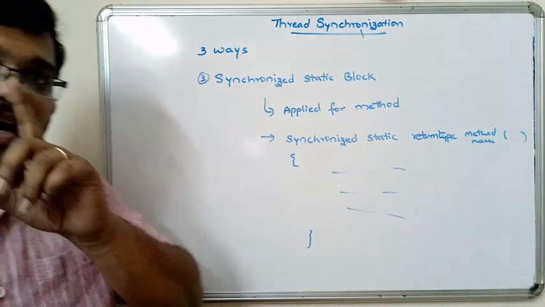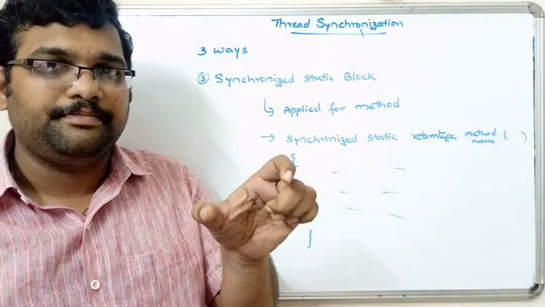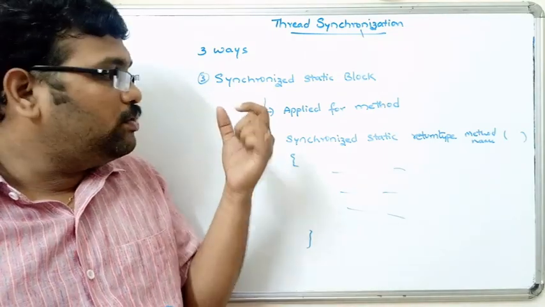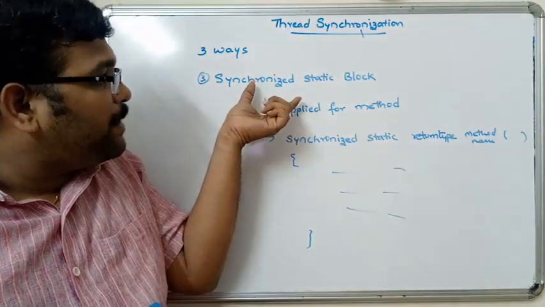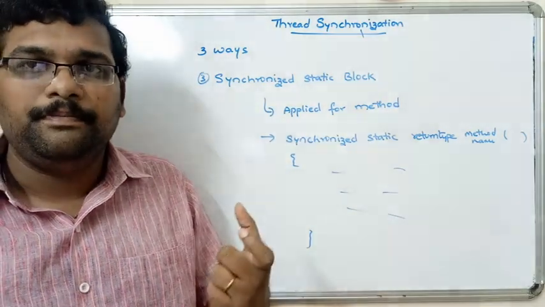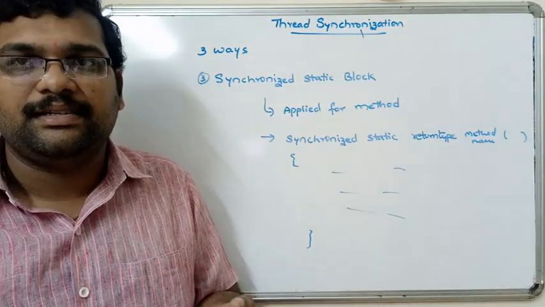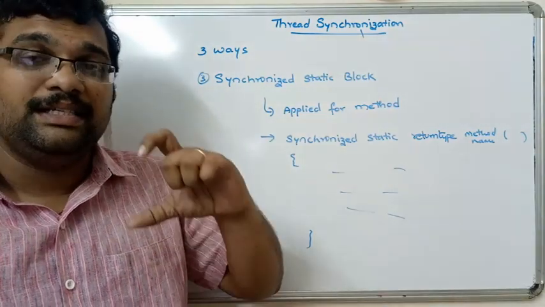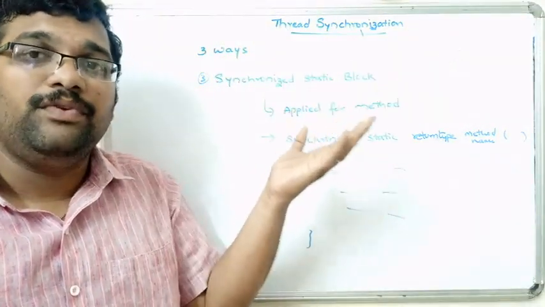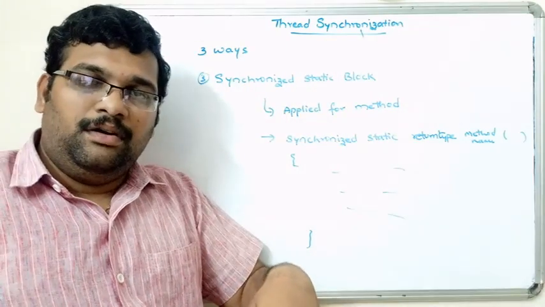So here one thing we have to remember, that is we are not writing the statements in the run function, because applying these synchronized keywords to the run function is not possible, because run is an overridden method from the thread class. So that's why we are writing the instructions in another method in another class, and we are calling that particular method in the run method.